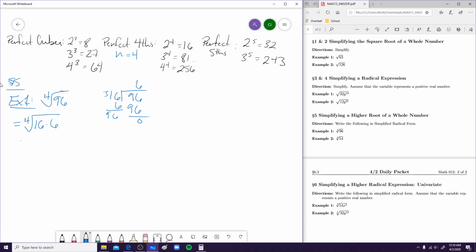Right? And again, we're going to use the multiplication property. So this becomes the 4th root of 16 times the 4th root of 6. What is the 4th root of 16? It is 2, because 2 to the 4th is equal to 16. And for the 4th root of 6, if we're unsure if we have to simplify it anymore, we can look over and find the first perfect fourth that is less than 6. In this case, there's none. So this is as simplified as possible. This is our answer.